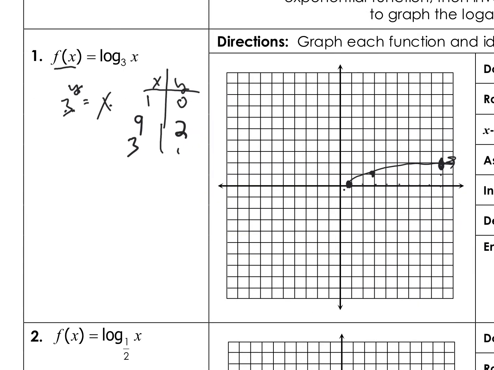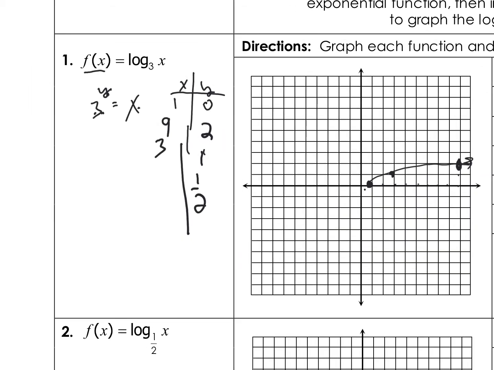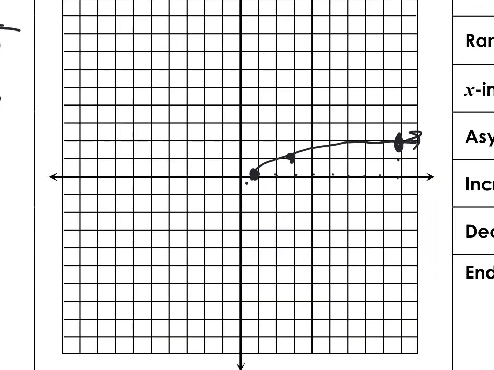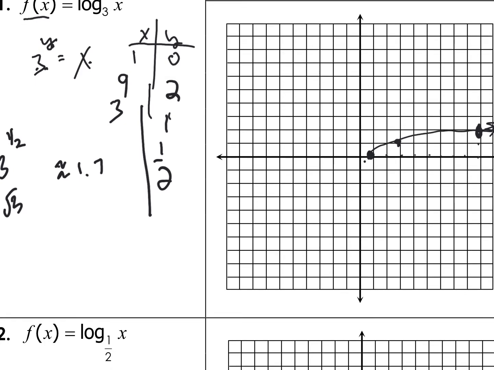So I would have to have something like a fraction. Like, what if I use a half? 3 to the half means the square root of 3. Well, isn't that between 1 and 2? 1.7, approximately 1.7. So that meant, actually, is that right? 3, square root of 3.